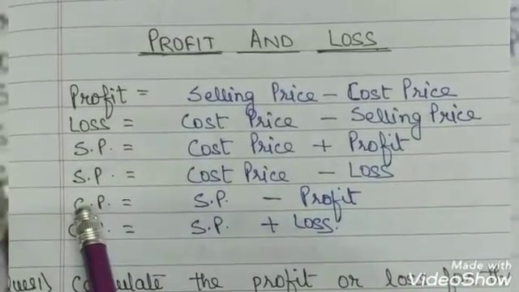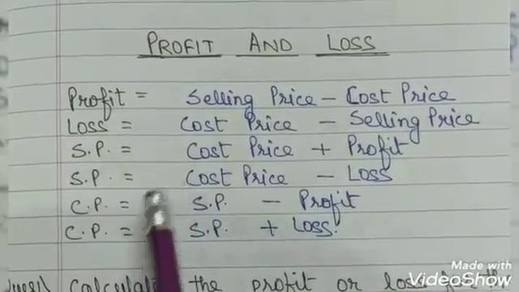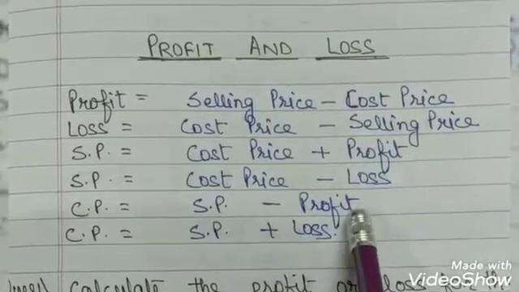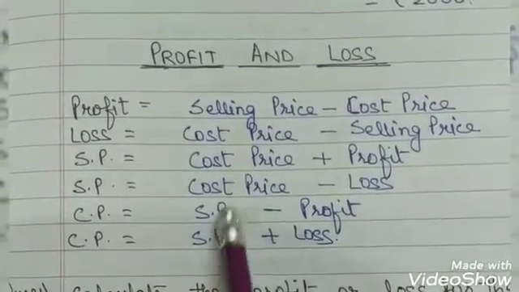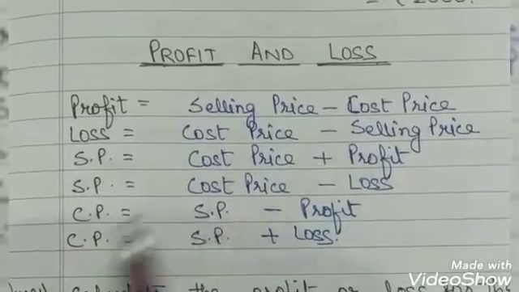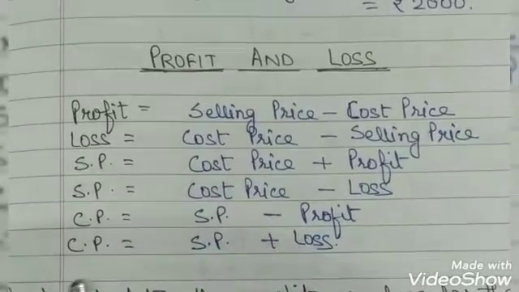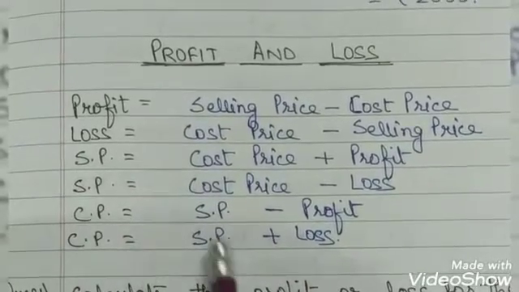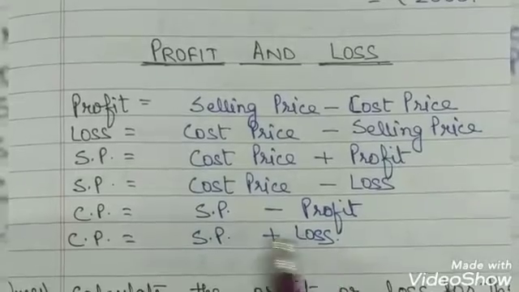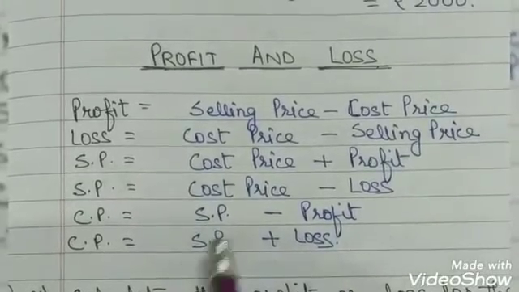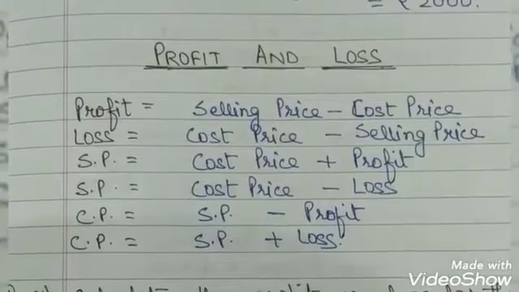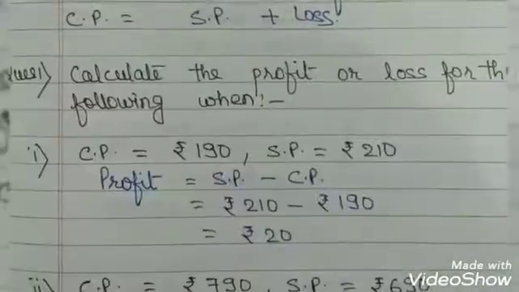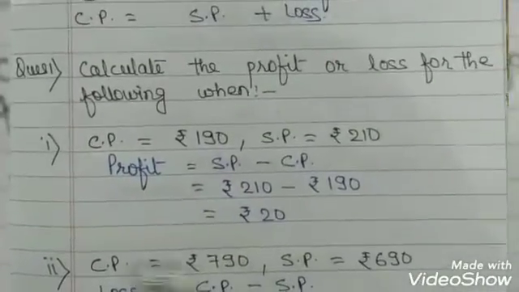Now CP means cost price. CP is equal to SP minus profit. When we are having profit, then CP will be less than SP. So normally what we do, we subtract profit from SP, we get CP. And CP is equal to SP plus loss. When SP and loss are given, when we add these two numbers, we will get the cost price of the thing. Let's solve some examples to understand the process.